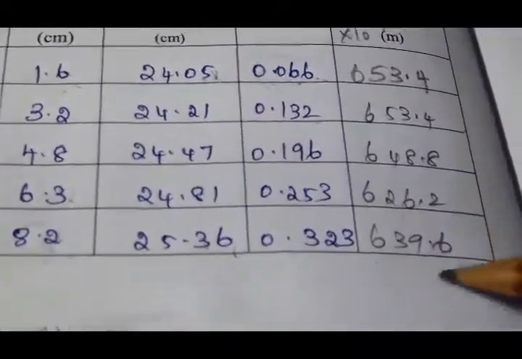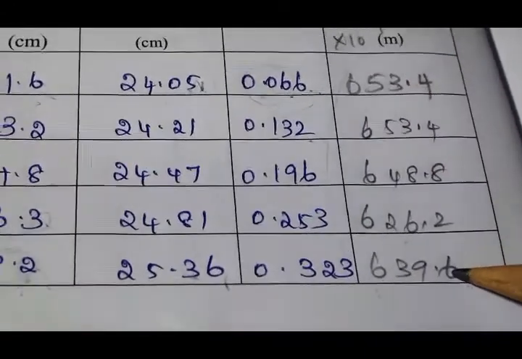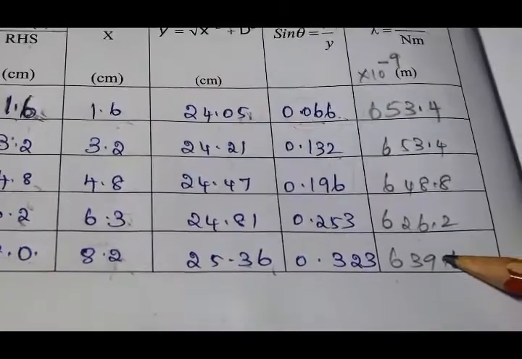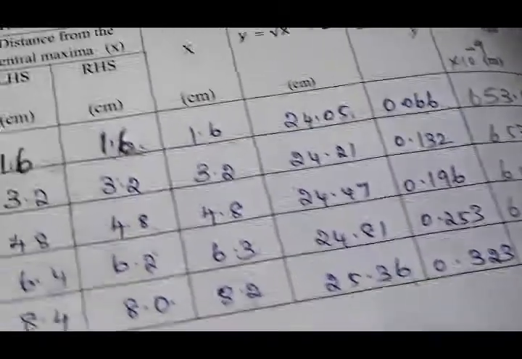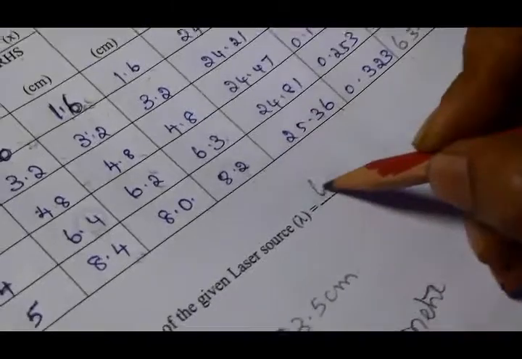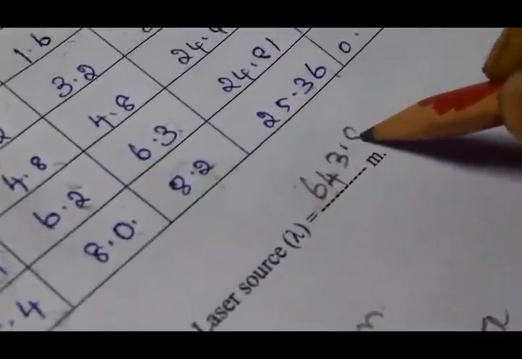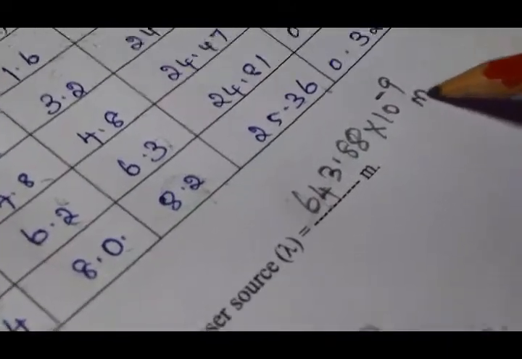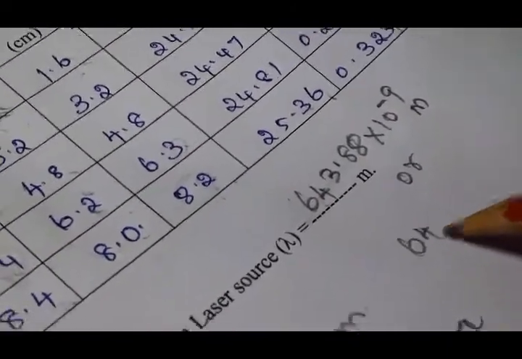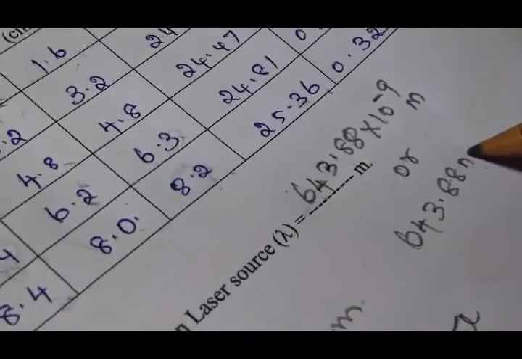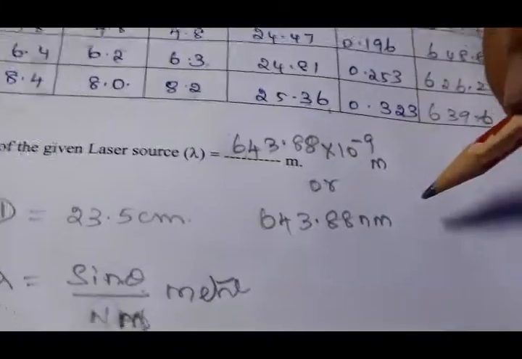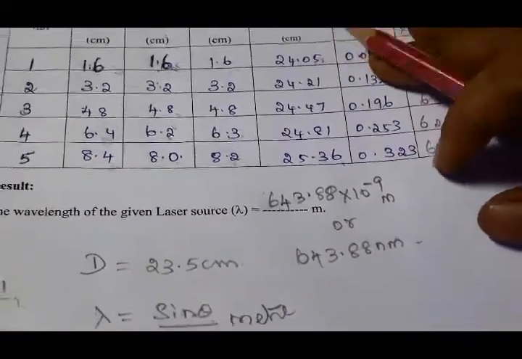By taking the mean value of this column, that is what is called the wavelength of the given laser source. The mean value has been found to be 643.88 into 10 power minus 9 meter, or 643.88 nanometer. You can give your answer either in meters or in nanometers. That is how you have to determine the wavelength of the given laser beam.